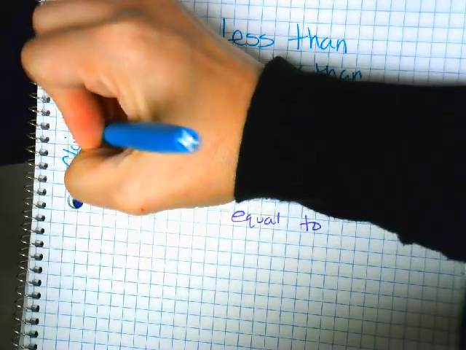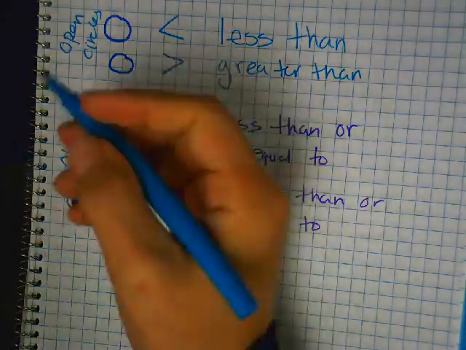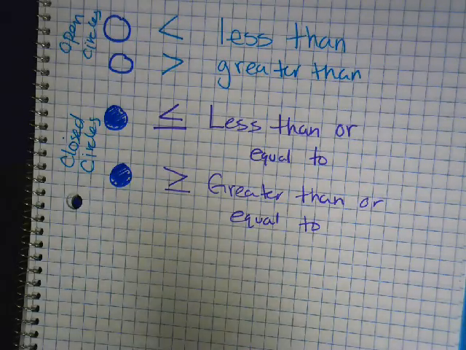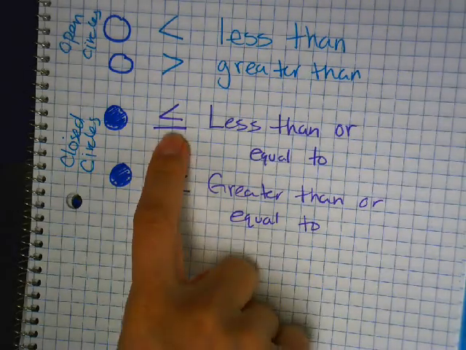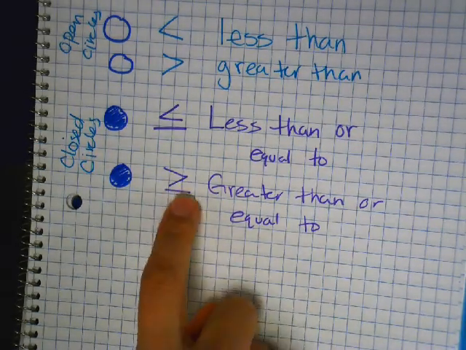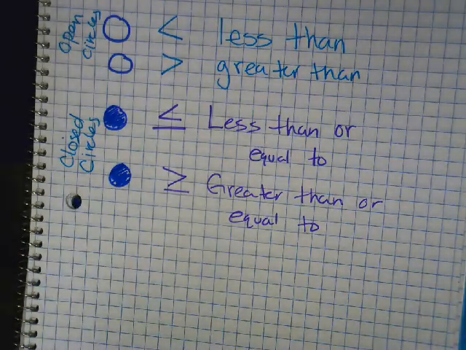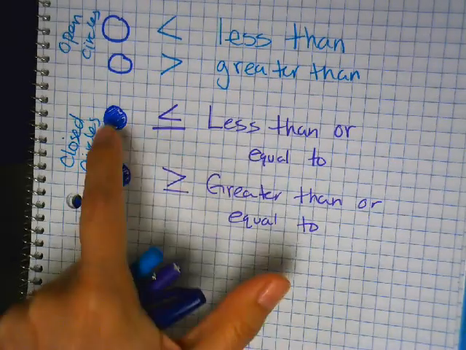Does anybody have an idea why those are open and these are closed? Any idea? Yes? Maybe because they have a line under it. Yeah, this little line underneath, the equal to part, it makes it close. And I'll show you what that means in a minute. But yes, if they have that extra little line, the equal to part, you're going to have a closed symbol.